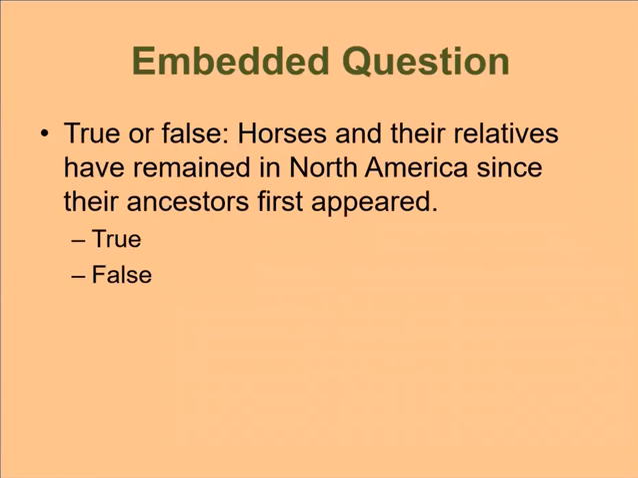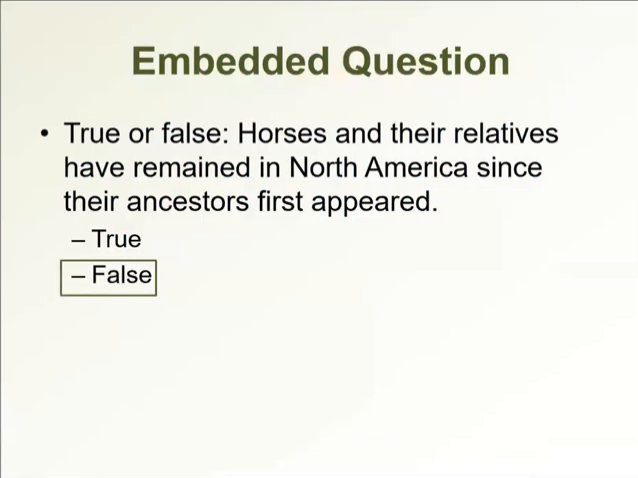So another true or false, horses and their relatives have remained in North America since their ancestors first appeared. So their ancestors were those little three-toed things. So true, false, cool. So yeah, this is false. So we had horses in North America and elephants as well, and tigers and many species that their relatives now live across the globe, and they died off. And horses only came back to North America when North America was explored by Europeans just a few centuries ago. So, they have not remained here.